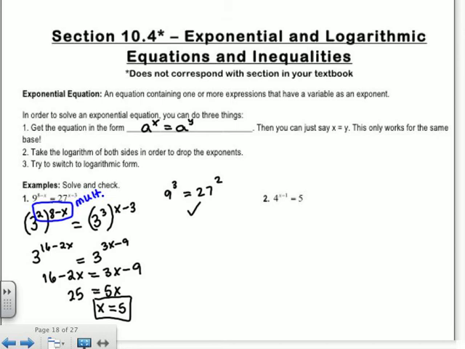Okay, next one. So if I have 4 to the x minus 1 equals 5. All right, do you guys see this is different than number 1? Number 1, you could make both of them 3 raised to something. 4 and 5, you can't get them to have the same base. Do you see what I'm saying? Okay, so you can take the logarithm of both sides, or you can switch to logarithmic form. So let's switch to log form.